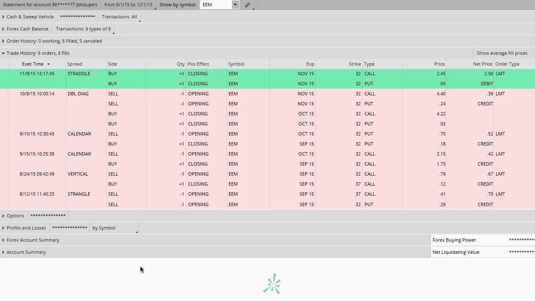All right, so again, inside of our Thinkorswim platform in our account statement, you can see our original trade here was back on August 12th. This was the Strangle to open for EEM. We sold the September 37 calls and the 32 puts for a $70 credit.